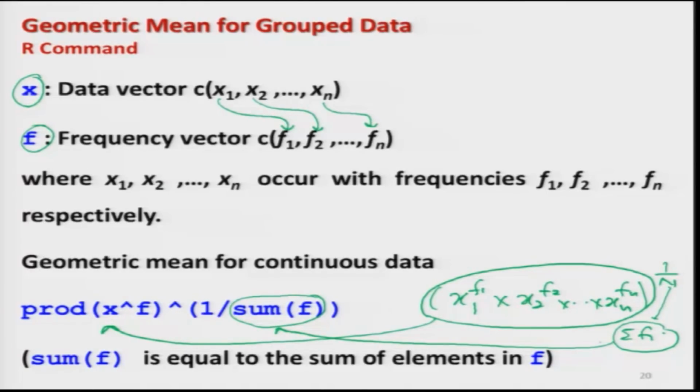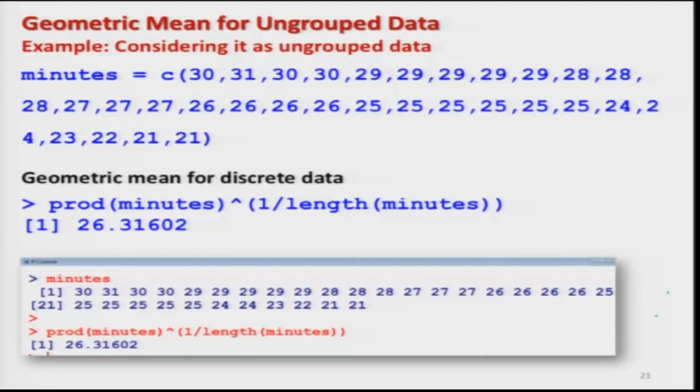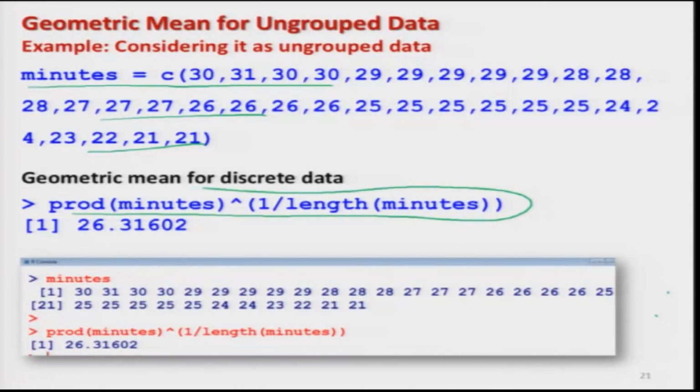So, you can see that just by using the built-in functions in R, you can find out the geometric mean. Now, let me take the same example in which I considered the data on minutes. This data is contained here like this, and if you want to find the geometric mean considering this data as discrete data, you simply have to use this expression, and you can see here the value of the geometric mean. This is the screenshot.